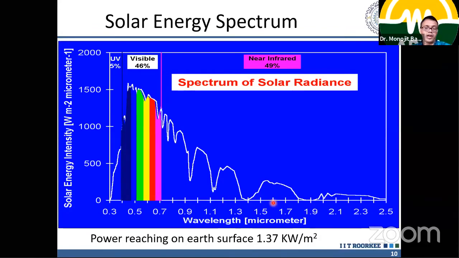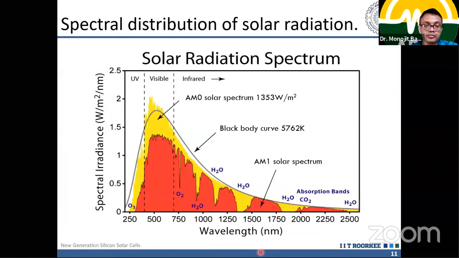So the bottom line is that solar has a huge amount of energy coming onto the Earth's surface, almost 1.37 kilowatt per meter square. Right. So if you extrapolate it, and look at the energy demand, and assume 10% to 15% energy conversion, you need just a small fraction of land, which will be sufficient to supply all this energy demand. So that's why everybody is banging on solar energy nowadays.